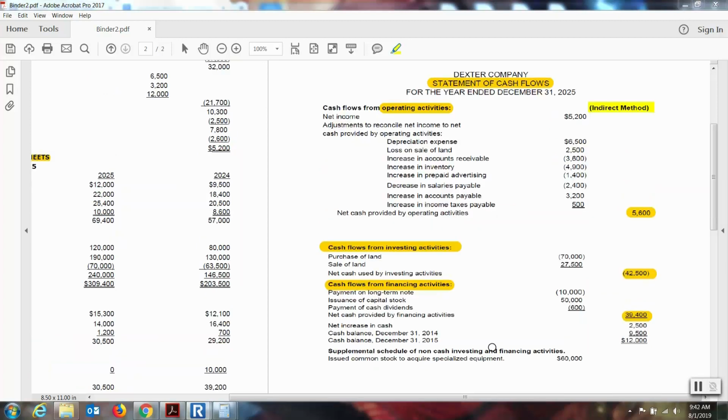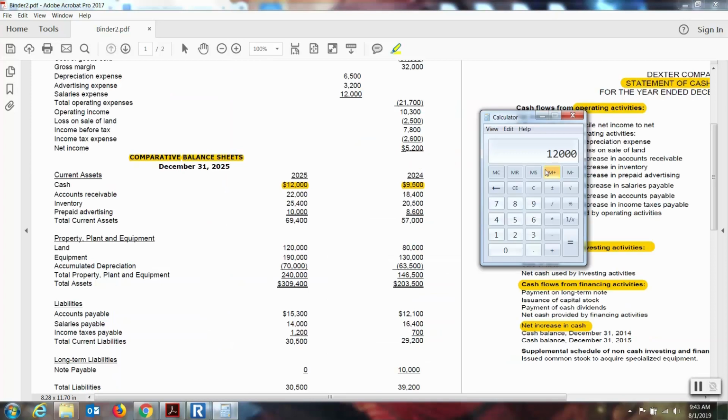Now we're ready to net all 3 numbers to get our net increase or decrease in cash for the time period, the year ended December 31st, 2025. From operating activities, we had a positive $5,600 net cash provided by operating activities. Cash flows from investing, we have a negative $42,500. Cash flows from financing activities, we have a positive $39,400. So our net increase in cash, netting these 3 items together, will be a positive $2,500.